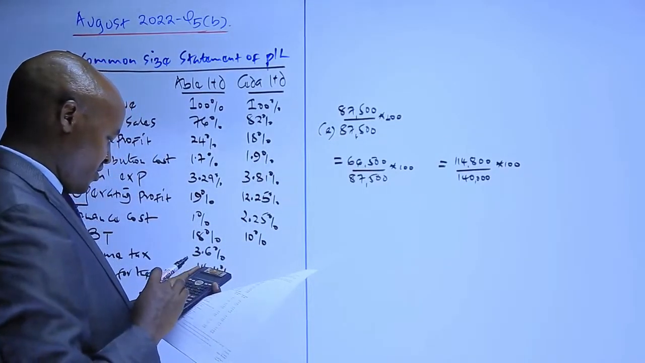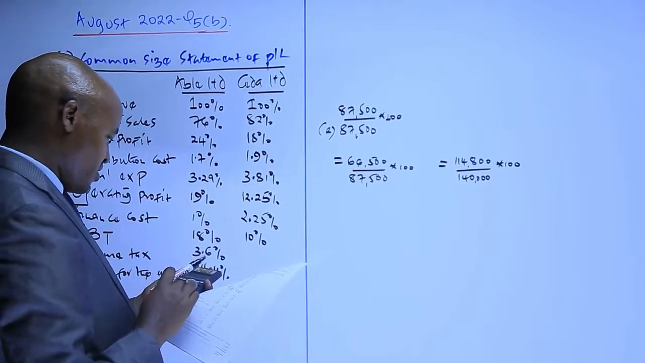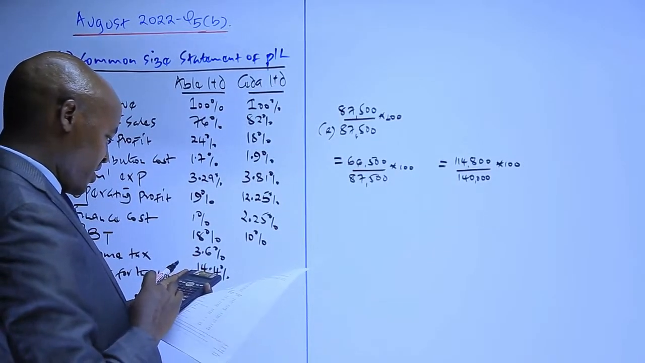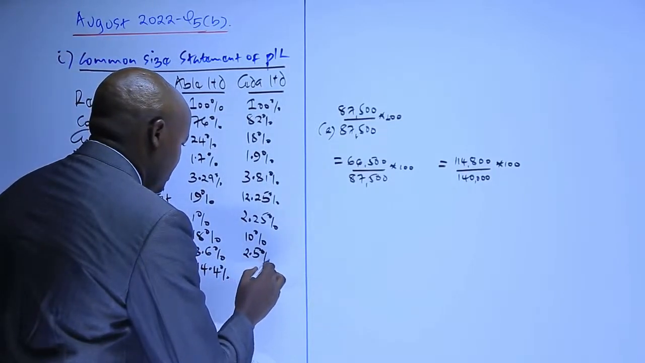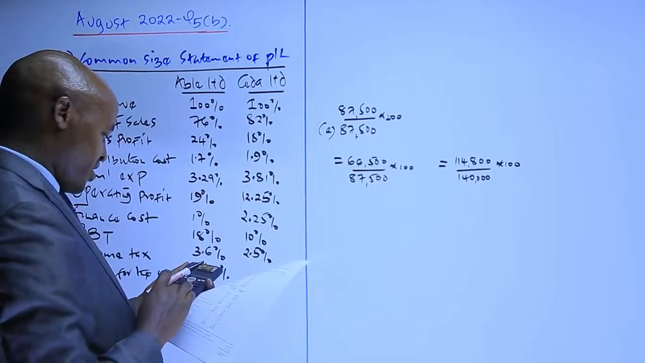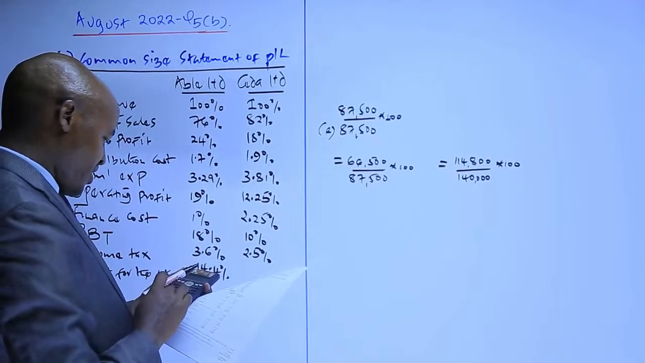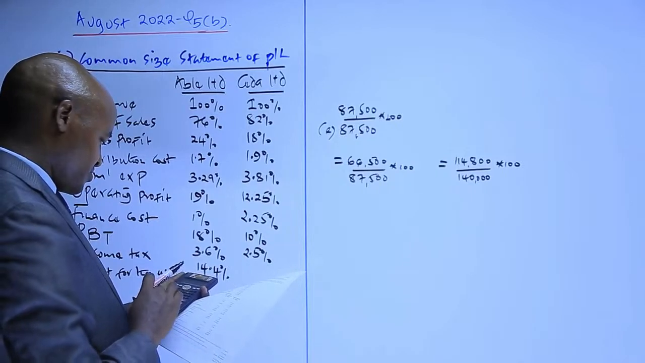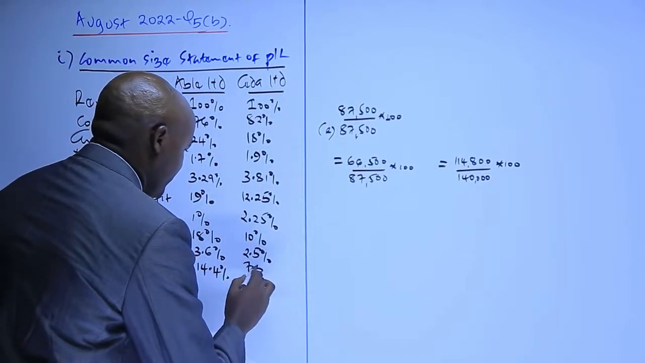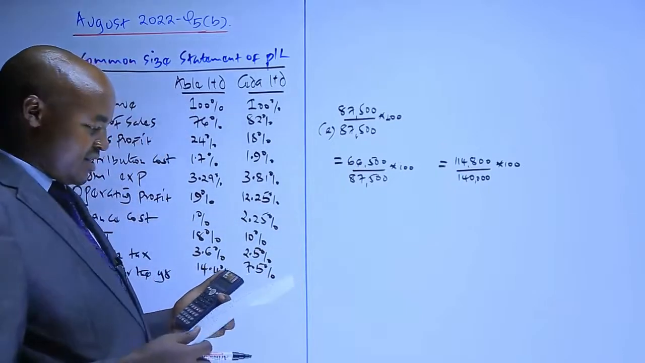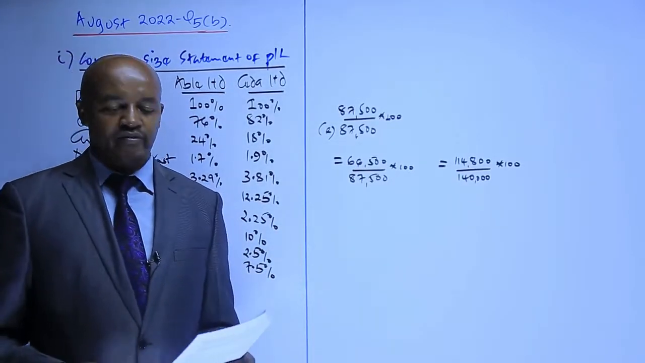Then we have the profit before tax, 14,000 divided by 140,000 times 100, which will give us 10%. Then we have the income tax, 3,500 divided by 140,000 times 100, which will give us 2.5%. And finally, we have the profit for the year, 10,500 divided by 140,000, which is 7.5%. So that is what we refer to as the common size statement of profit or loss.